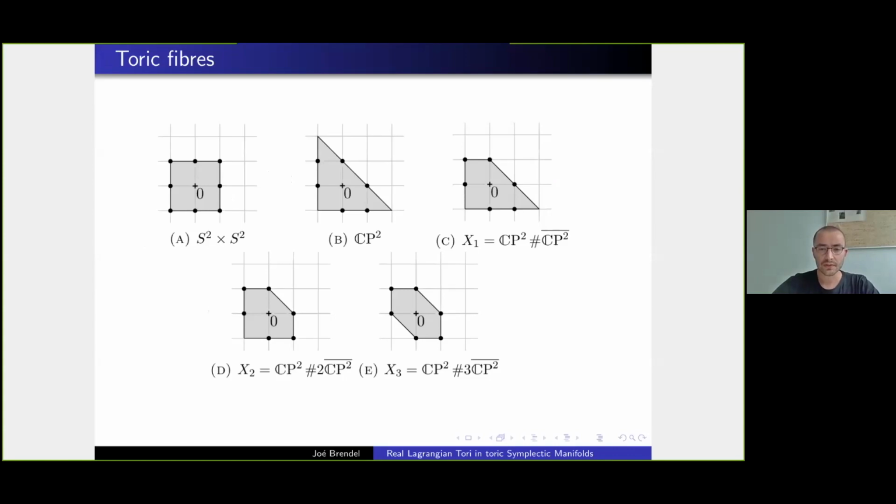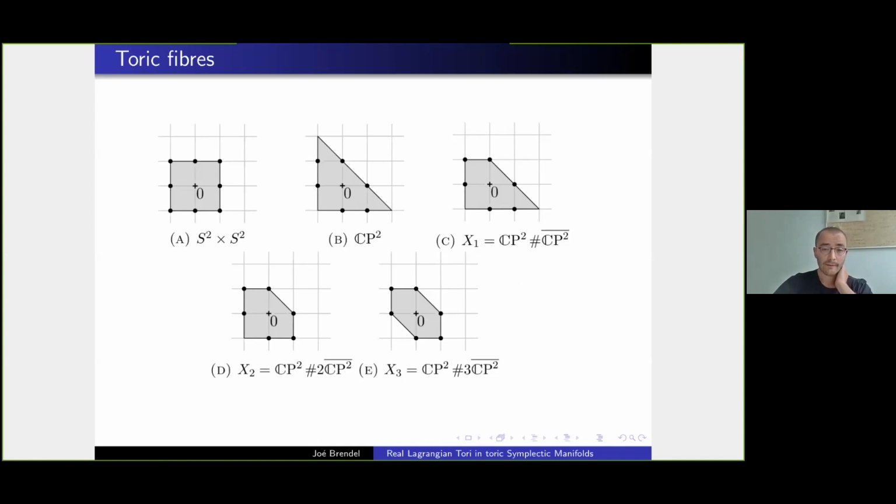Right. So now let's look at some examples. So here you see the moment polytopes of all monotone examples in dimension 4 of toric manifolds. So you have S2 cross S2, and then you have monotone blow-ups of CP2. Over every one of these shaded points here in the interior of the moment polytopes, you have a toric fiber sitting there, and we wonder which ones of them are real.